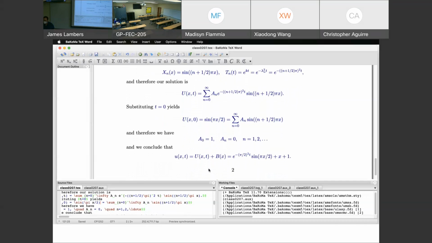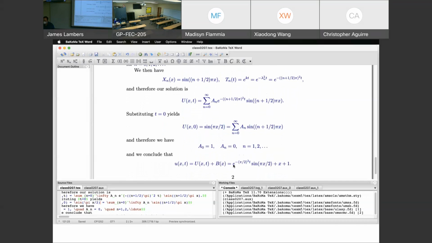So then we can wrap up, because now, taking this into account, here's my capital U of x, t. It's just the first term from this with a_0 equal to 1. And then I add on my boundary function that was found earlier, x plus 1. So this is a solution of the original problem. And we're done. Any questions about what happened here?